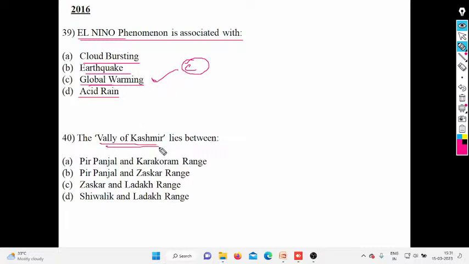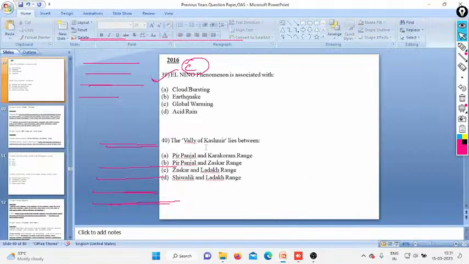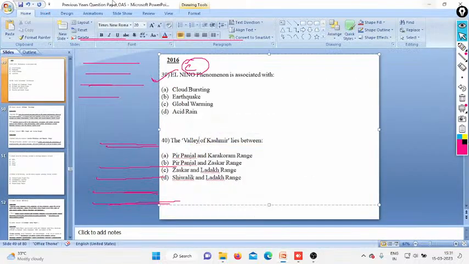The valley of Kashmir lies in between Pir Panjal and Karakoram range, Pir Panjal and Zanskar range, Zanskar and Ladakh range, Siwalik and Ladakh range particularly.